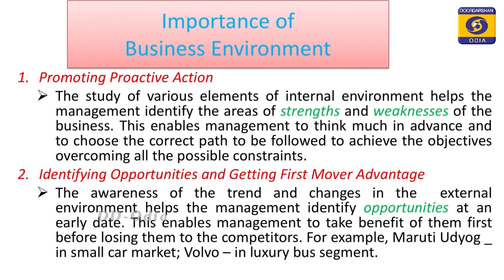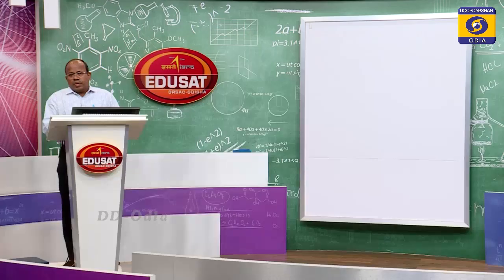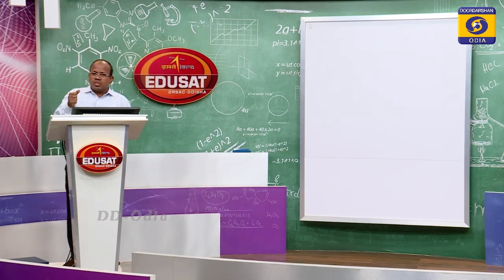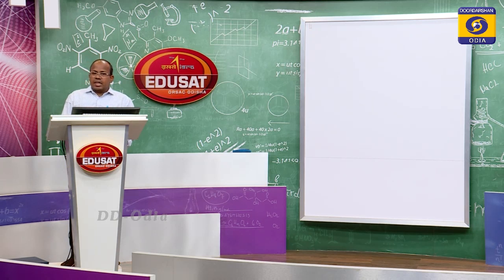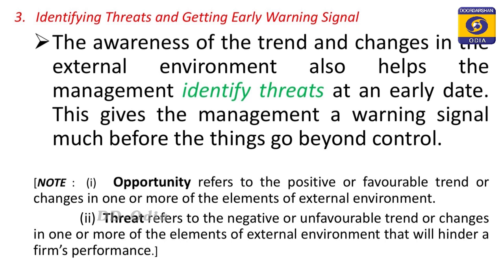So, the second point, identifying opportunities and getting fast mover advantage. What is the meaning of fast mover advantage? Suppose an opportunity comes once, unless we take advantage of the benefit of the opportunity immediately, it may go to the hands of competitors. So, when an opportunity comes, we should grab it first. Those who grab the opportunity first, they become the winners. So, it is the duty of the management to take benefit of the opportunity at an early stage, that is called fast mover advantage. Identifying threats and getting early warning signal.